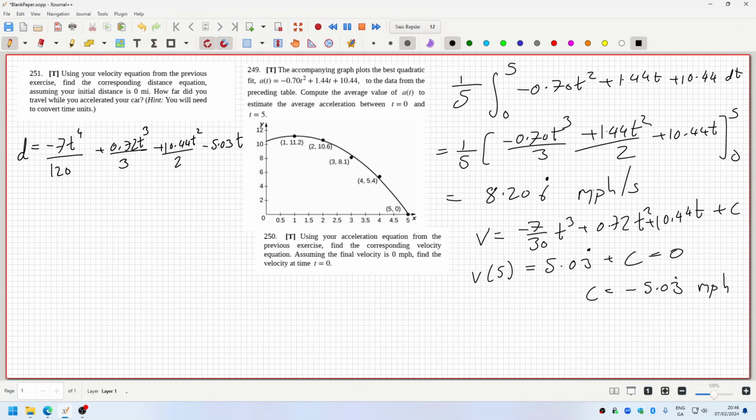Yeah, because right now this one is in miles per hour, so the time units is hours. So the t here would be 5 seconds only, 5 over 3,600, and we should put that in. Minus 7 over 120, power 4. There's no C here because of what they said.